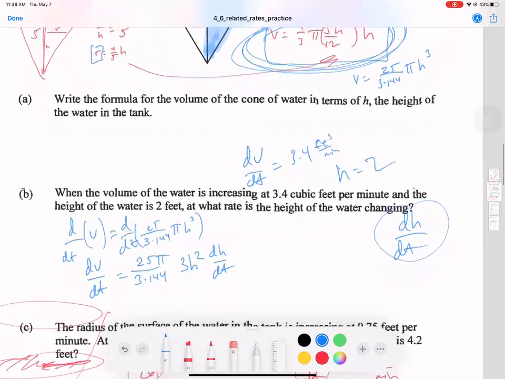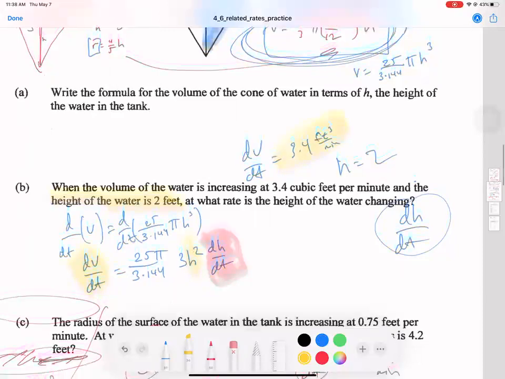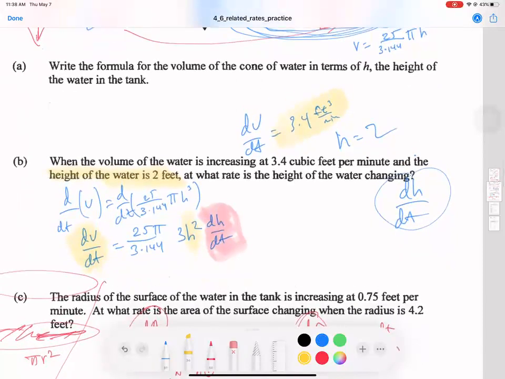Okay, final question. What is the rate of height? That's this guy here. Well, to solve for that, do we have the rest of the variables? Do we have dV/dt? Do we have h? And guess what? We do. We have our h value here, which is 2 feet. That's the height of the water. Do we have the dV/dt? Yep, we have that. So for us to get this right, we don't need to do the math, but we need to move stuff around.